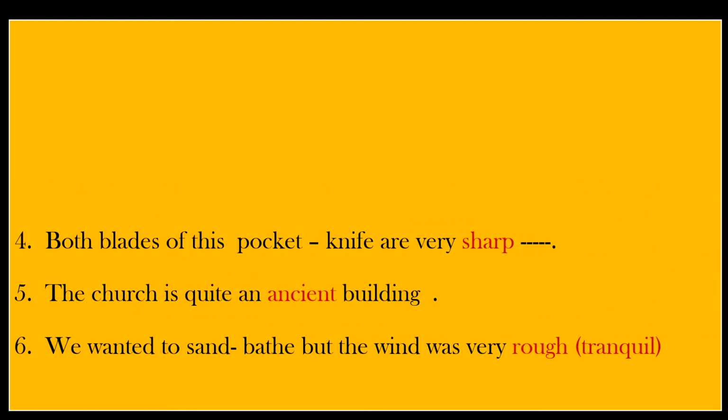Both blades of this pocket knife are very sharp. Remember, we are talking about the blades. The blades are very sharp. Now, this issue of being sharp has been brought here referring to a knife. A knife can be sharp, a panga can be sharp, a machete can be sharp. Anything that we use as a cutting tool or a cutting object should be sharp. Now, that is what we are referring to in this case. So the opposite of being sharp is blunt.